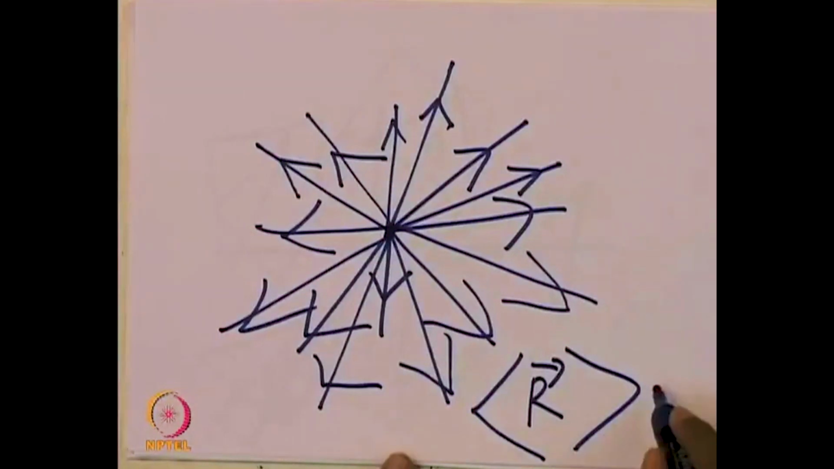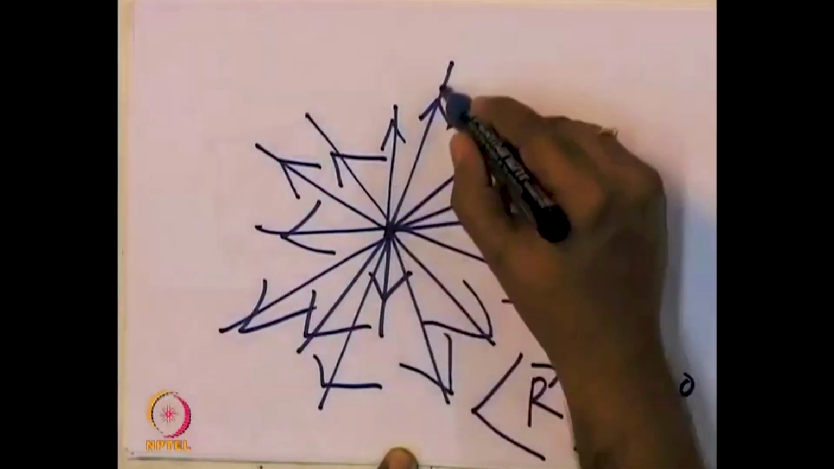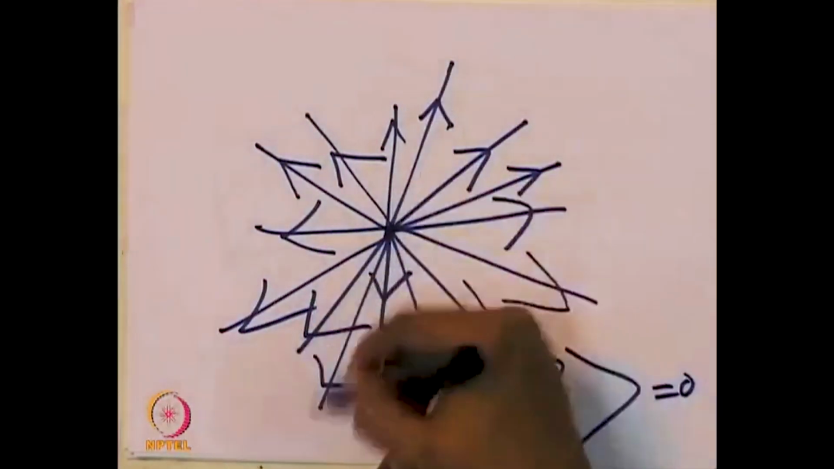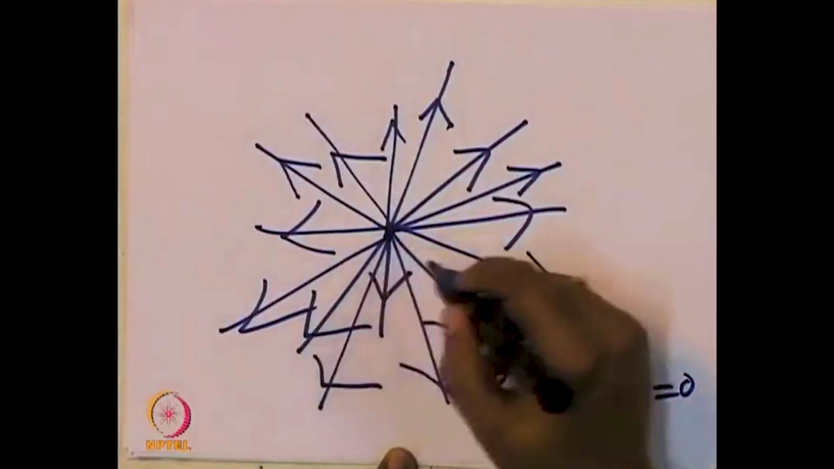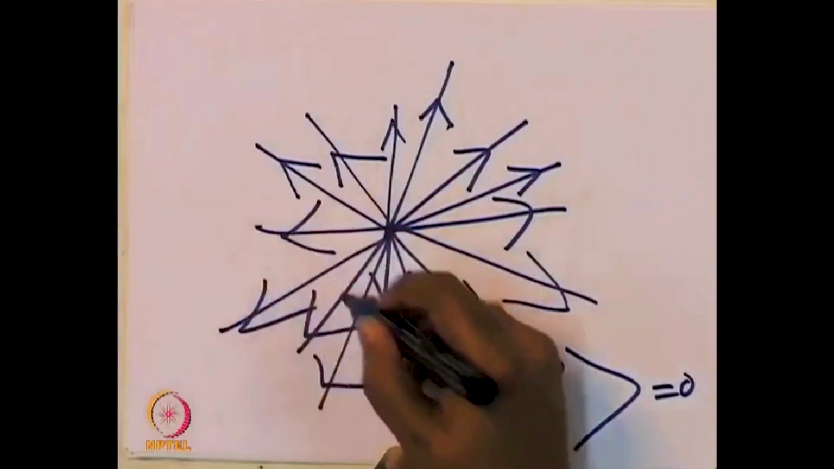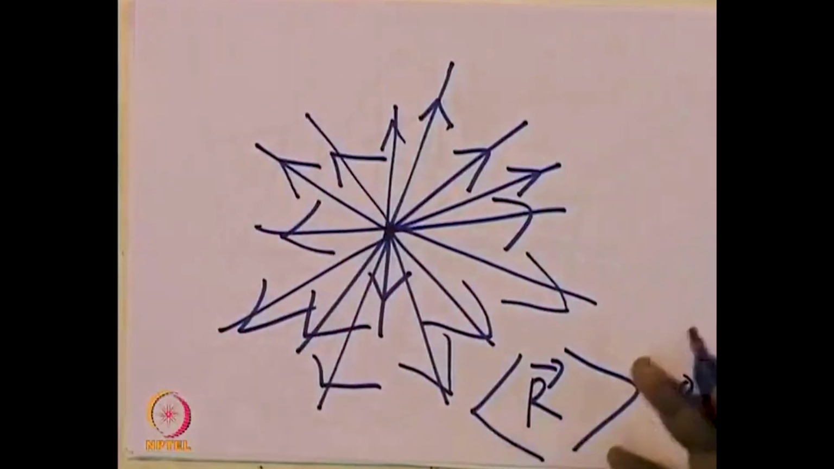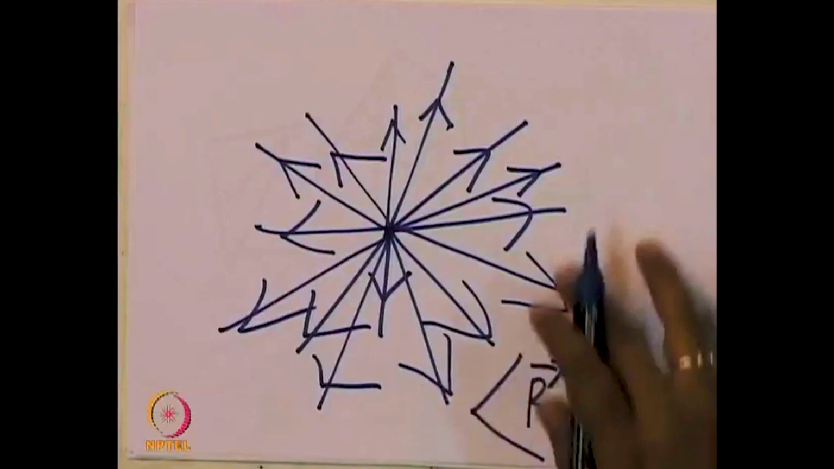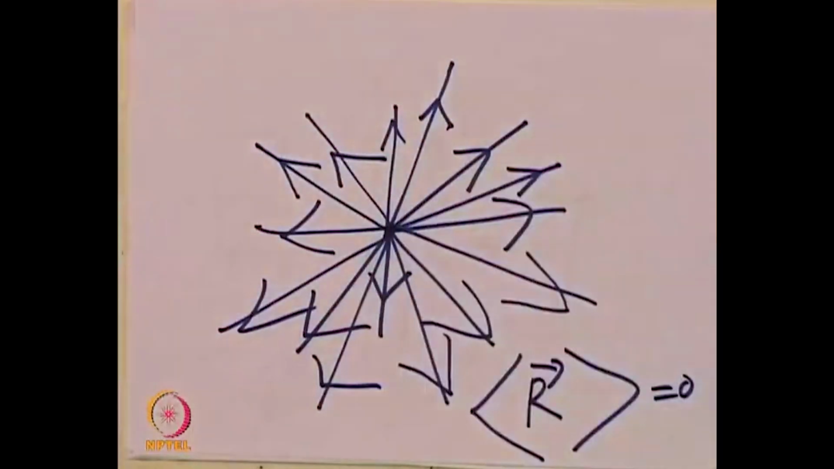The average of all this will be 0, because for every vector there is another vector in exactly the opposite direction. So, they will be cancelling each other. If there is a vector in the plus direction, there has to be another vector in the minus direction, because completely random precisely means that they will all be uniformly distributed, oriented in all sorts of directions. So, when you find the average of this, it will be 0.